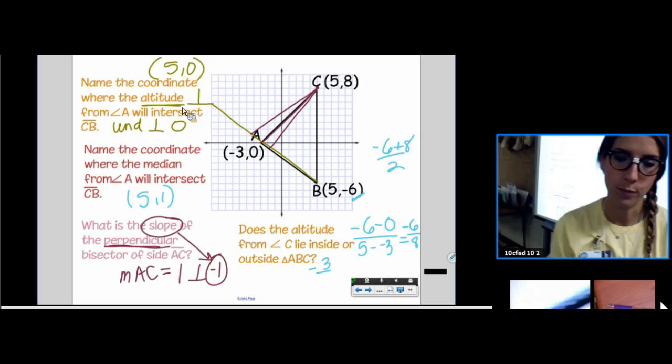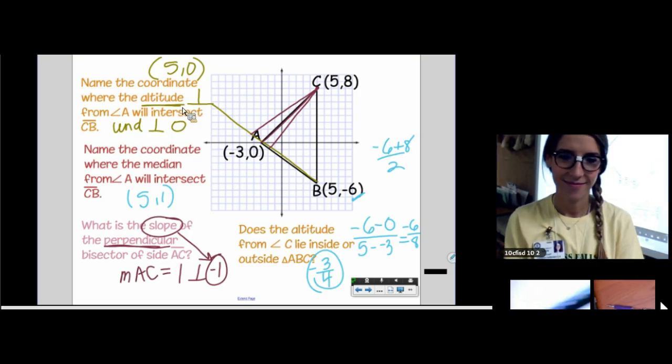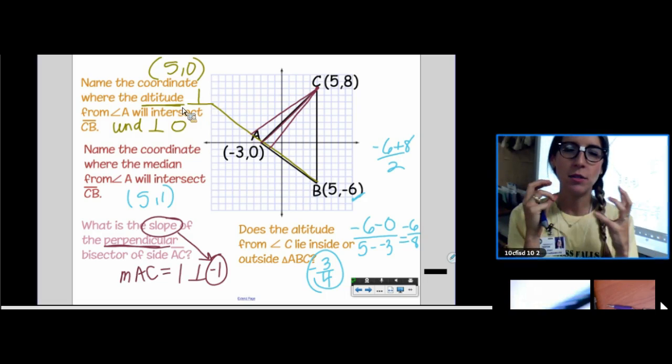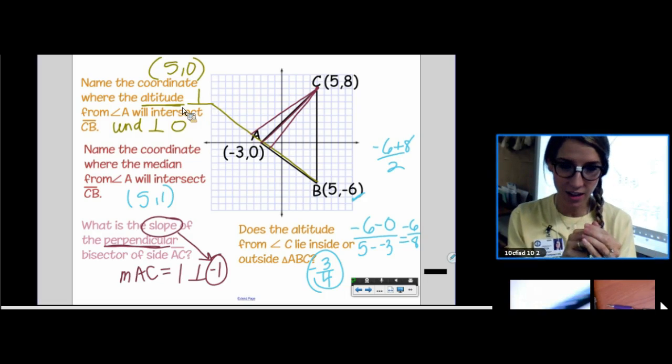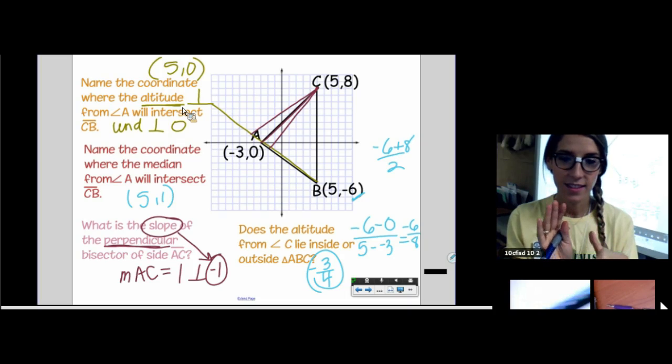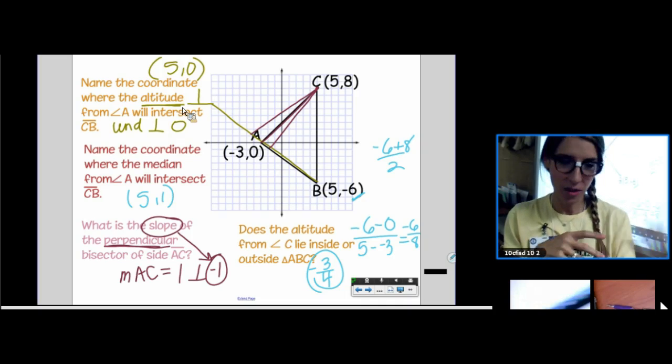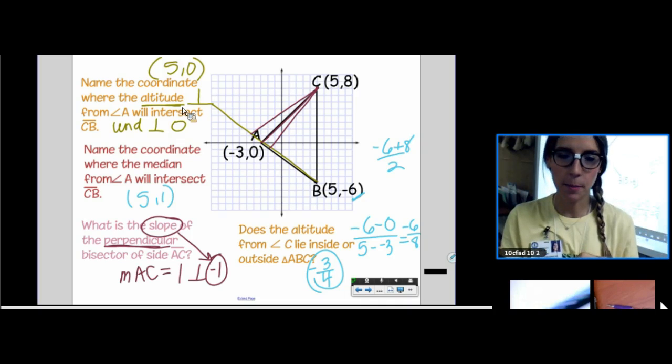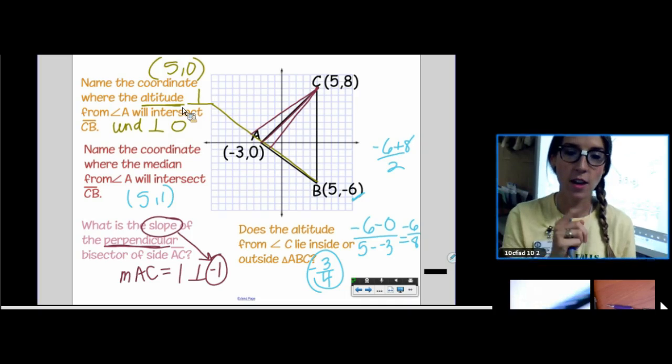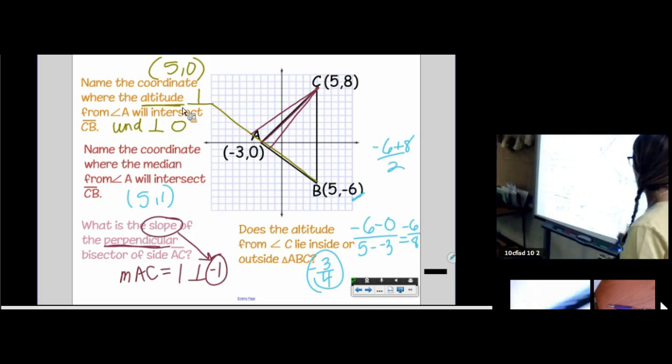Now what do I do? Now what? I forgot what to do next. But an altitude's job is to be perpendicular. An altitude's job. So find the what? Find the what of 3/4. Not just the reciprocal, but the opposite reciprocal. Yes. Or negative reciprocal. Okay, so what's the opposite reciprocal? There you go, Toby. Very good explanation.